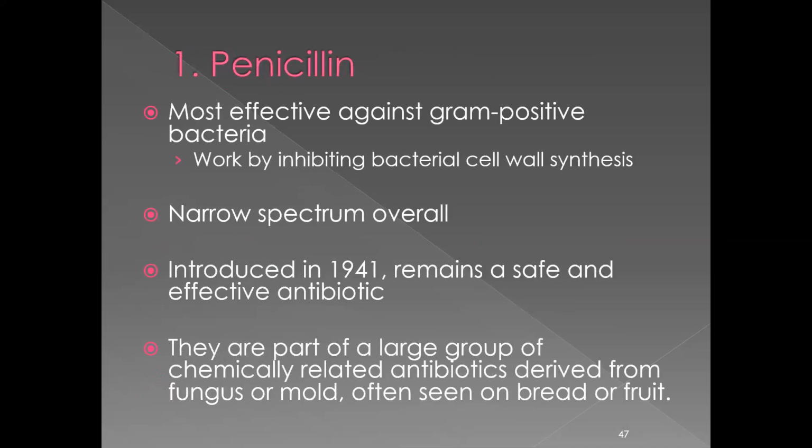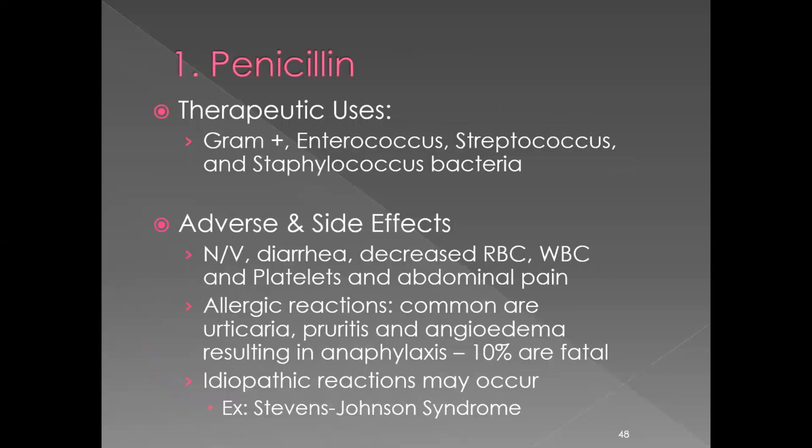Penicillins are most effective against gram-positive bacteria, and they work by inhibiting bacterial cell wall synthesis. It's a narrow spectrum drug overall. It was introduced in 1941 and remains a safe and effective antibiotic. They're part of a large group of chemically related antibiotics derived from fungus or mold. Usually this is what we see growing on bread or fruit.